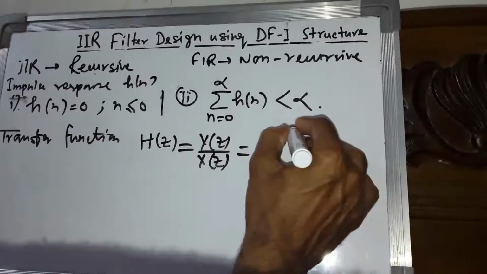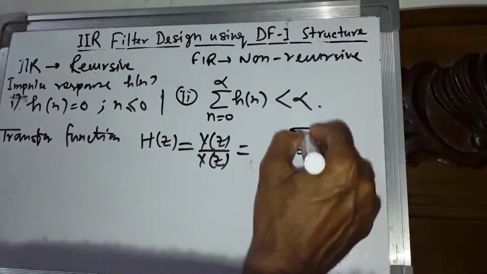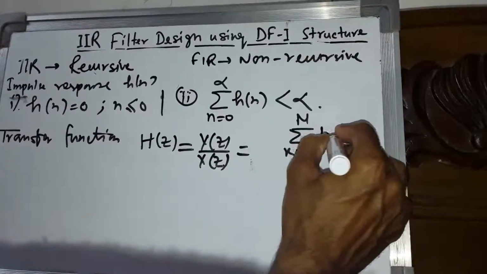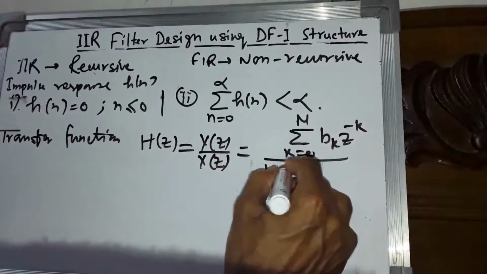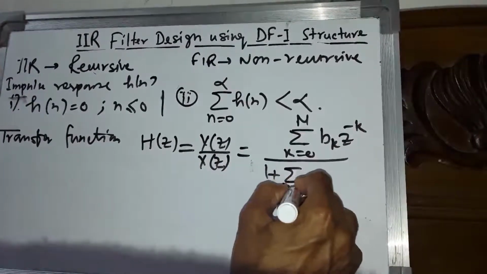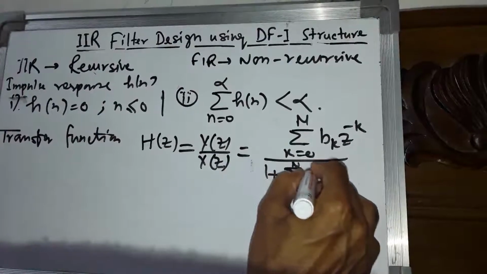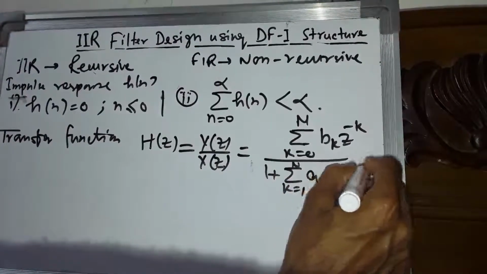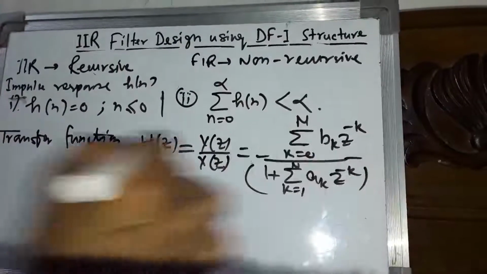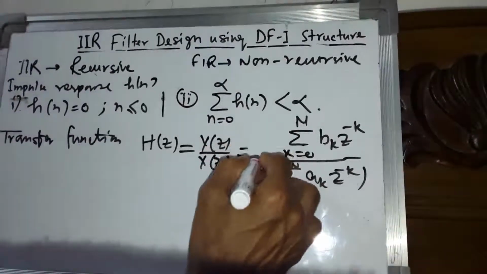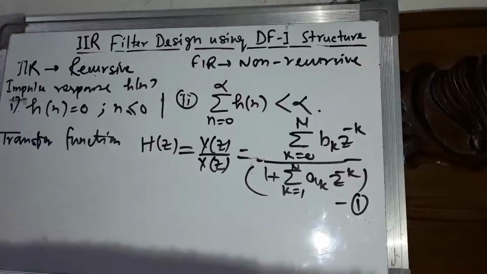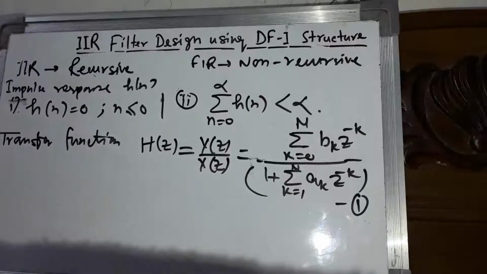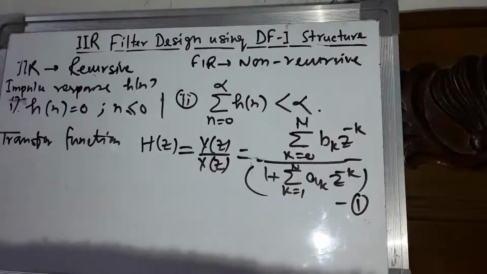Now in terms of coefficients, it will be the summation over k equals 0 to M of b_k z to the power of minus k, divided by 1 plus the summation over k equals 1 to N of a_k z to the power of minus k. So this is the transfer function. What is required at this stage? We have to get the difference equation of the respective system, that is the IIR system.